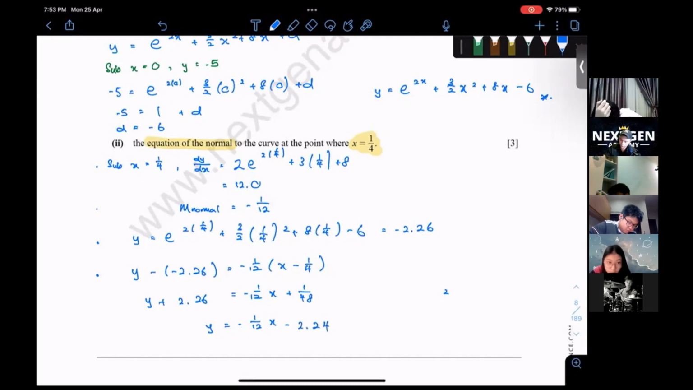Okay, if you write until here, you already get full marks actually, because they didn't actually ask you to present it in y equals mx plus c. But if you want to be safe, just standard practice, we always change it to y equals mx plus c. Okay? All okay? This good?